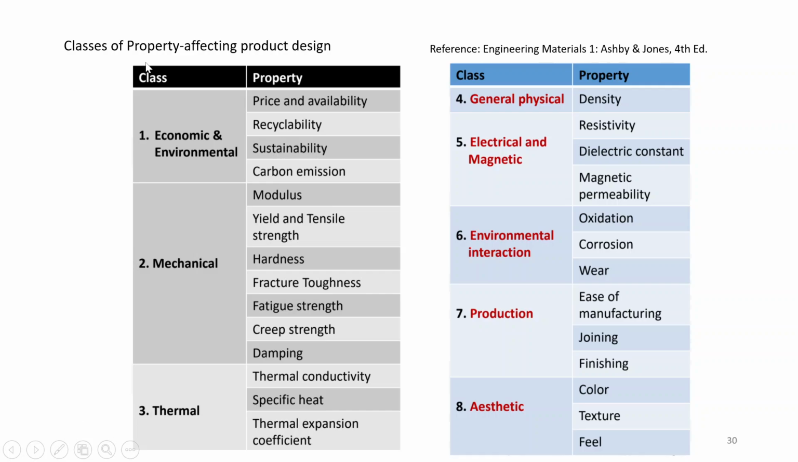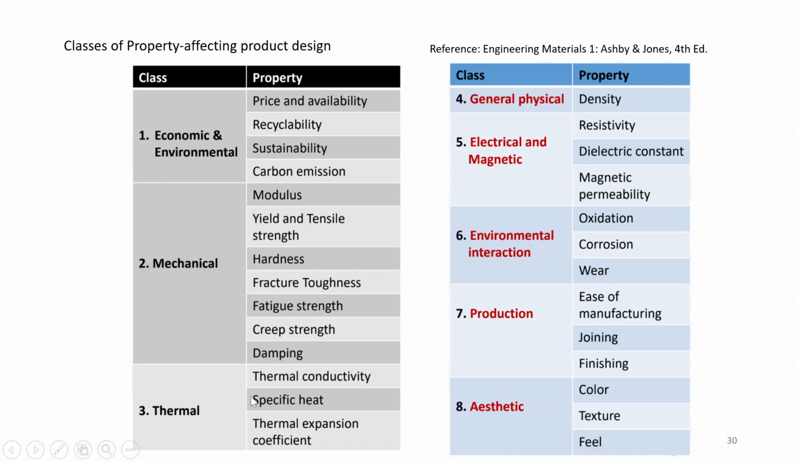Next, classes of properties which affect product design. So these are the classes. First is the economic and environmental class of properties, which include price and availability, recyclability, sustainability, and carbon emission. Next we have mechanical properties, which include modulus, yield and tensile strength, hardness, fracture toughness, fatigue strength, creep strength, and damping.